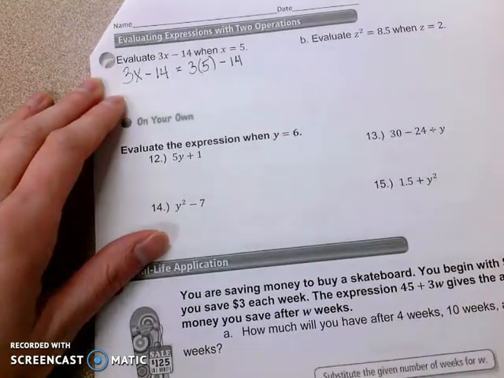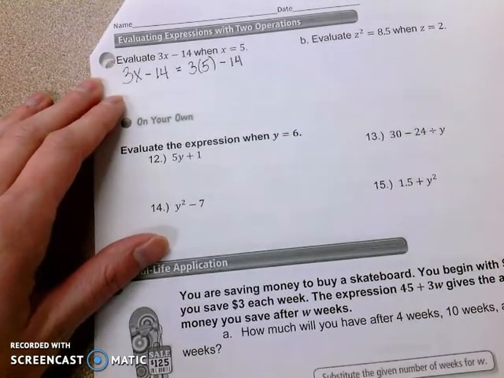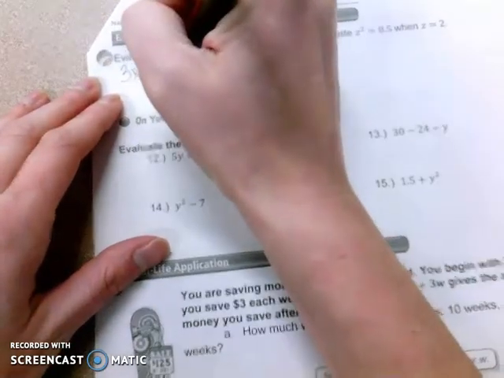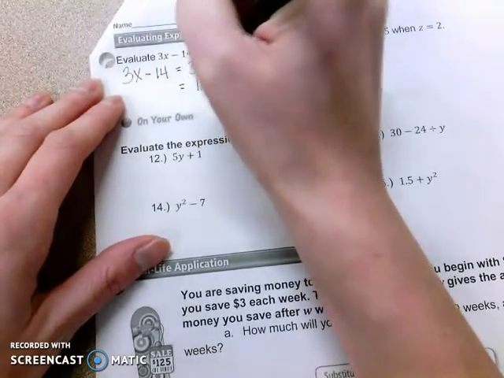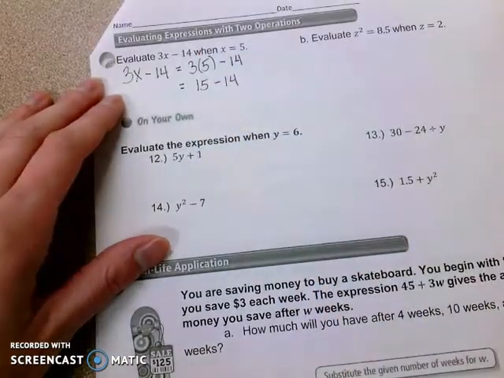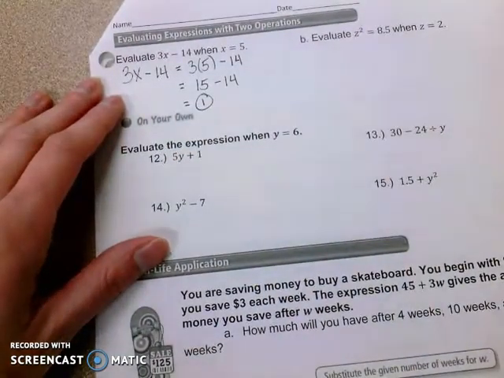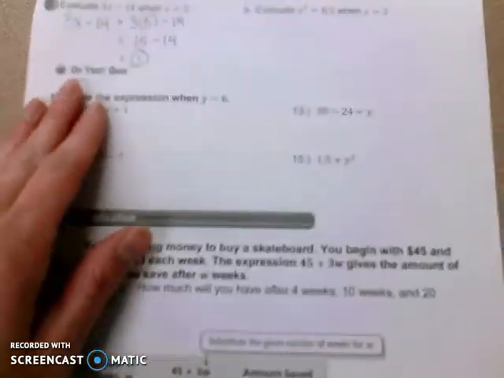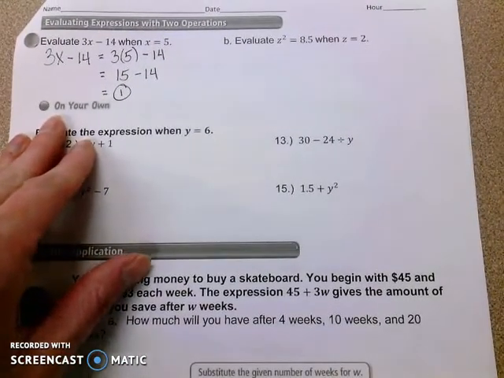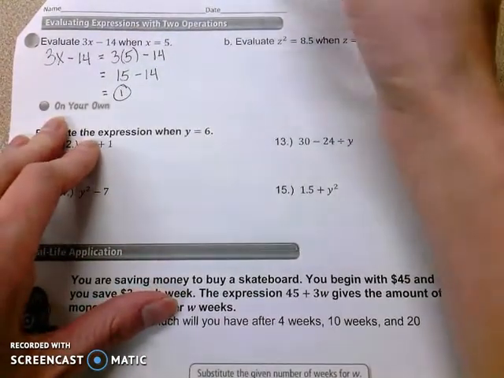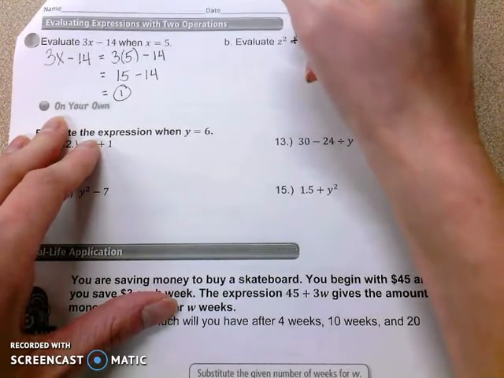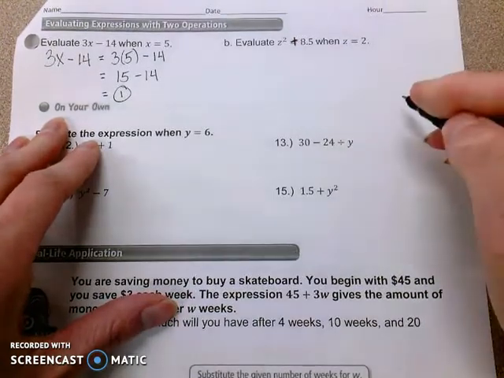So I have multiplication and subtraction. I'm going to do the multiplication first. So 3 times 5 becomes 15. And now I have 15 minus 14, so that becomes 1. All right, let's look at letter B. This should be z squared plus 8.5, another typo. But z is going to be 2.